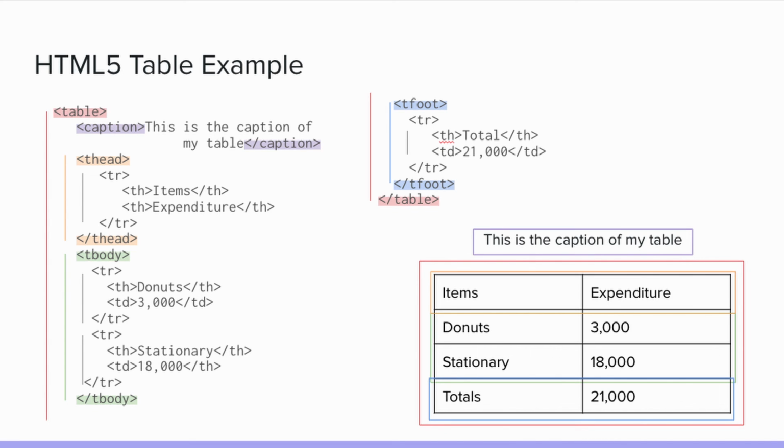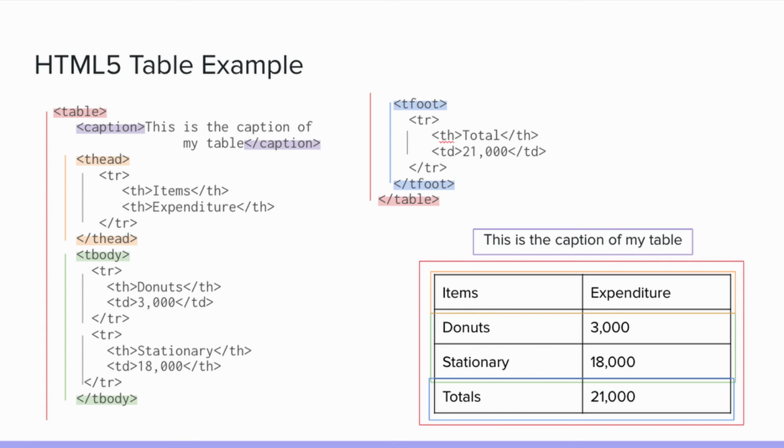The inside of the table head has one TR, or table row element. This means that the head part of the table makes up one row. In this row, there are 2 table headings titled Items and Expenditure. Notice how they appear as columns in the example table.